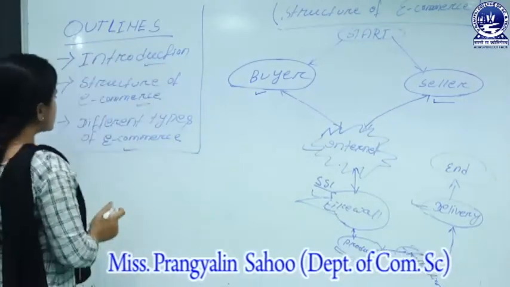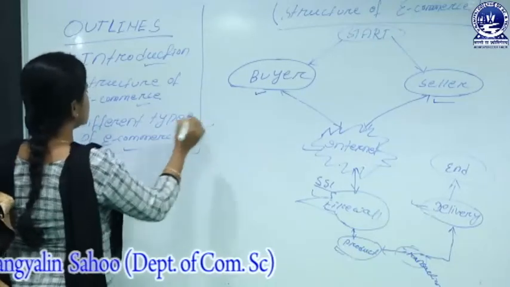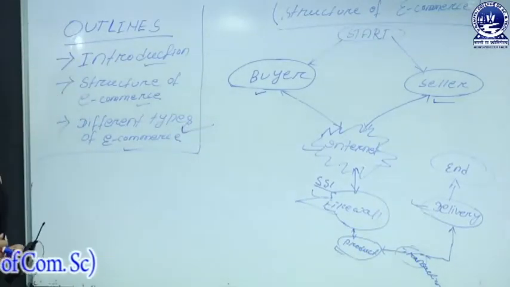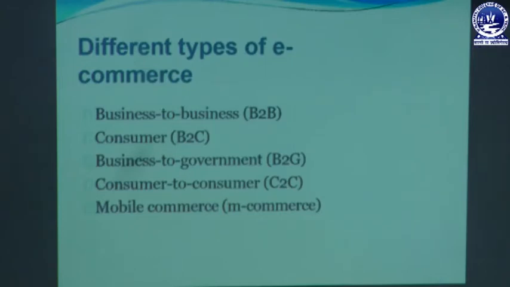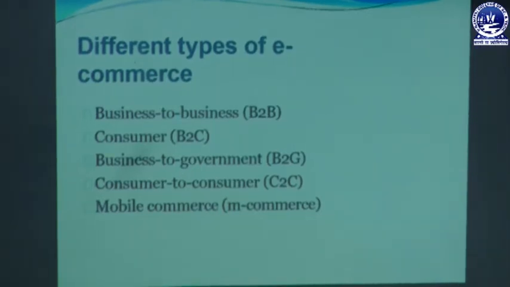Okay, so now we go to our next concept, that's your different types of e-commerce. In a general way, e-commerce is held in four ways. First one is business to business, and the second one is business to consumer, and the third one is business to government, and then the next one is consumer to consumer, and the last one is mobile commerce. But in a general way, there are four ways by default.